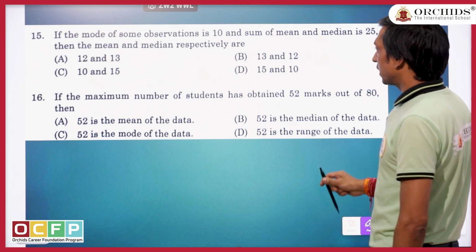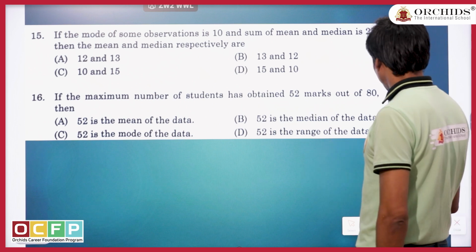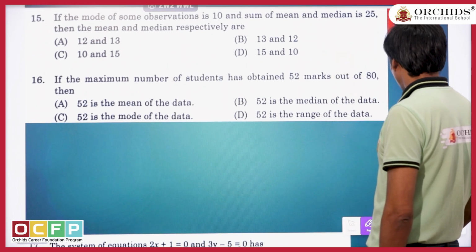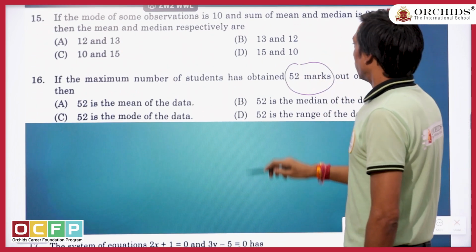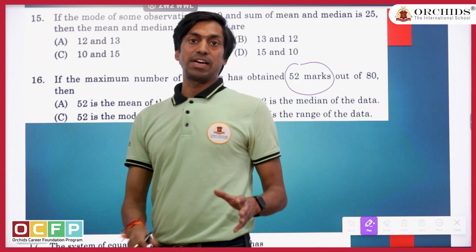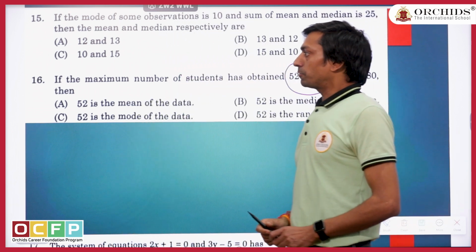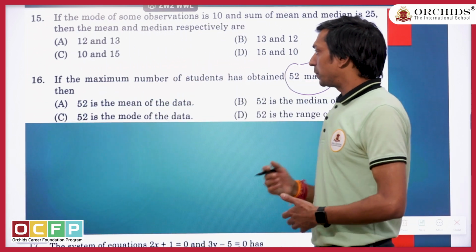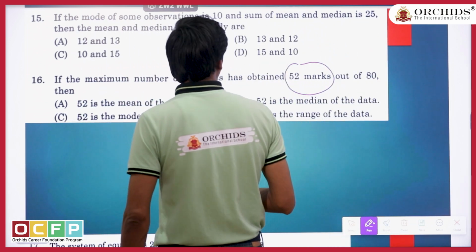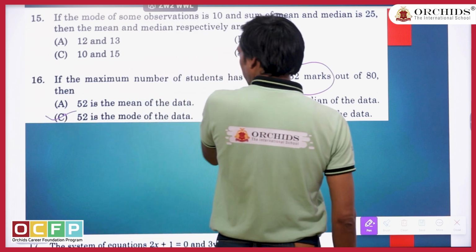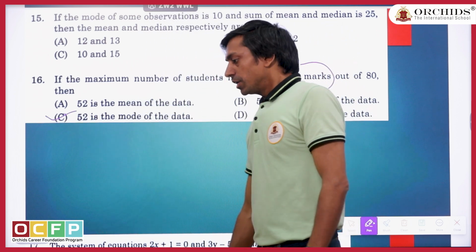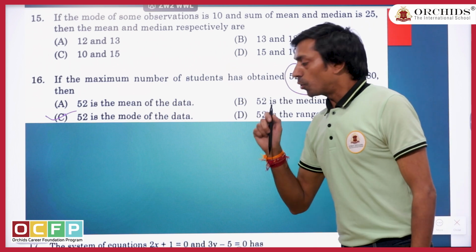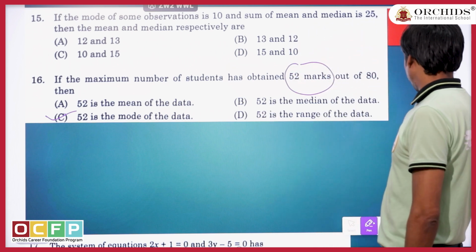The next question: the maximum number of students obtained 52 marks. Maximum number of students obtaining 52 marks means the highest frequency of any data, right? The data with the highest frequency is called what? Mode. The data which is repeating most of the time is called the mode. So the answer for this question is C. 52 is the mode of the data, because the mode is that value which repeats the most number of times in the given data. So the answer for this particular question is mode. 52 is the mode of the given data.